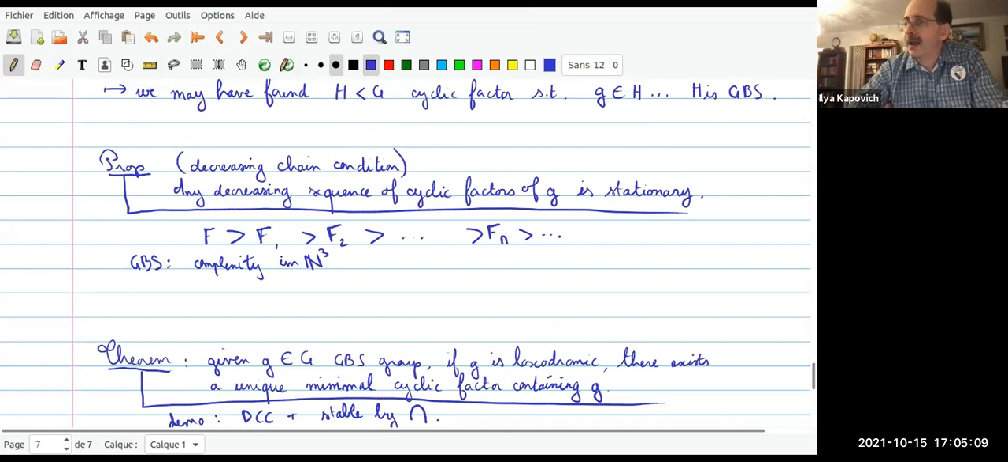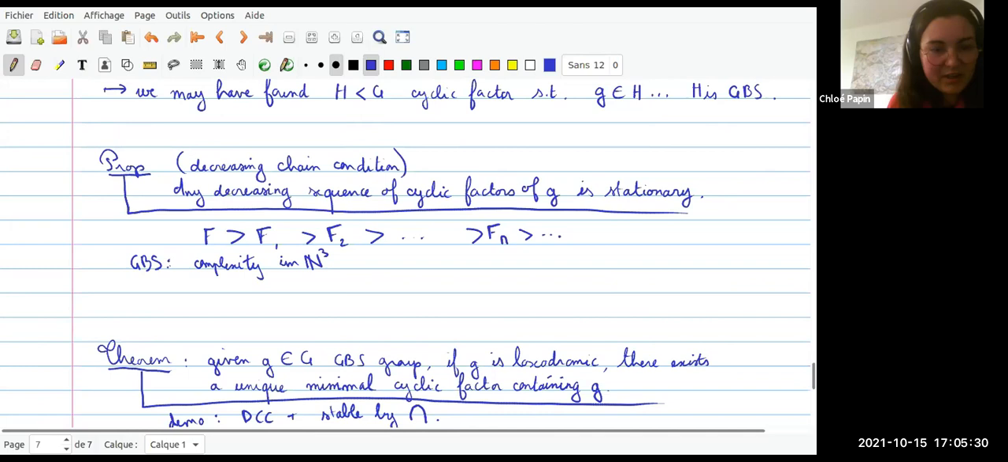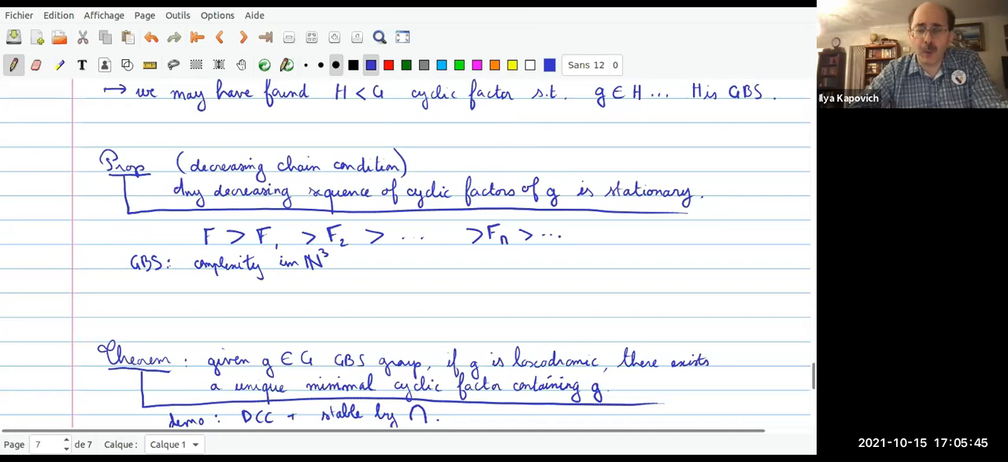And in the very beginning, you said something about some kind of a version of the curve complex or a free factor complex. What was the candidate that you had? It would be a complex of cyclic factors. When two cyclic factors can be seen in the same graph of groups, you put an edge between them. Sorry, when are they connected by an edge? When they come from the same split.